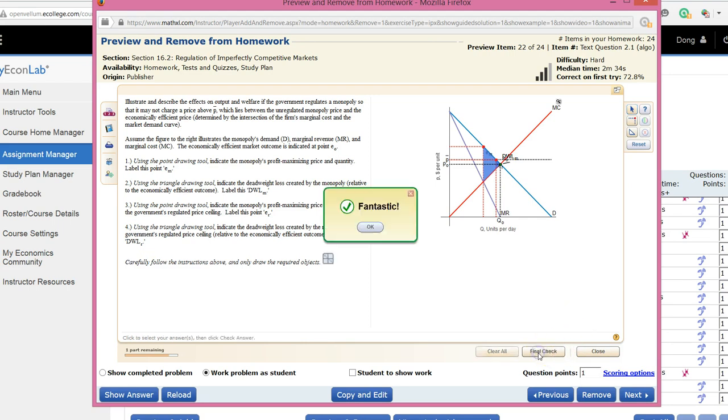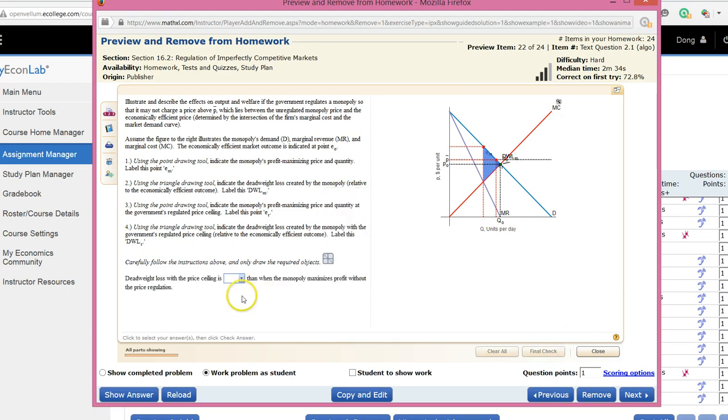Check my answer. Fantastic. The deadweight loss with the price setting is a smaller triangle, obviously because this point lies to the right of the original equilibrium point. That means the deadweight loss is smaller than when the monopoly maximizes profit without the price regulation. It's the final check. Fantastic.